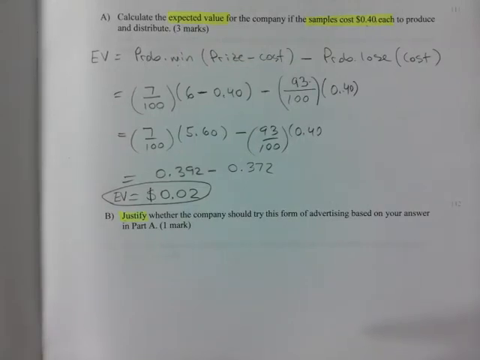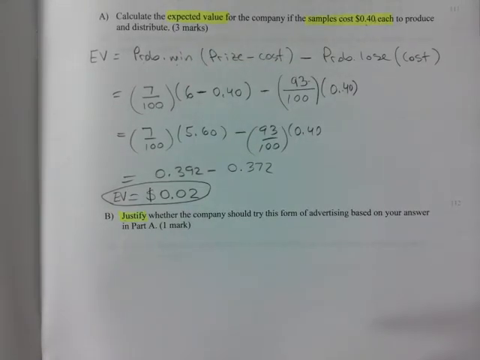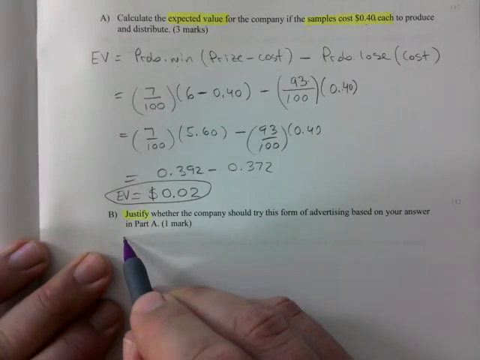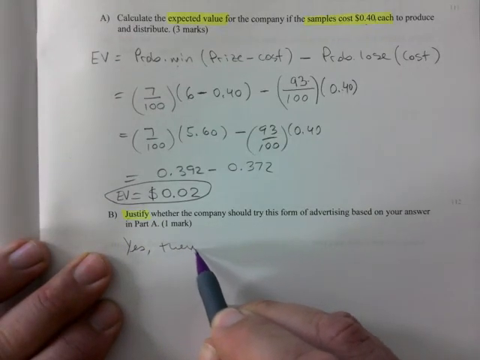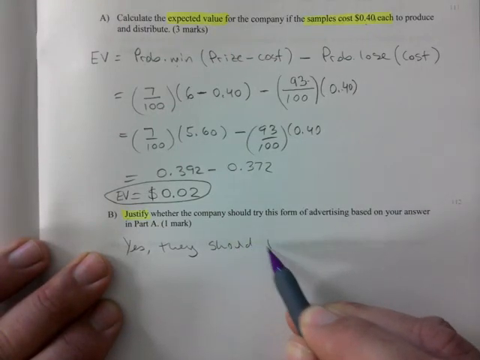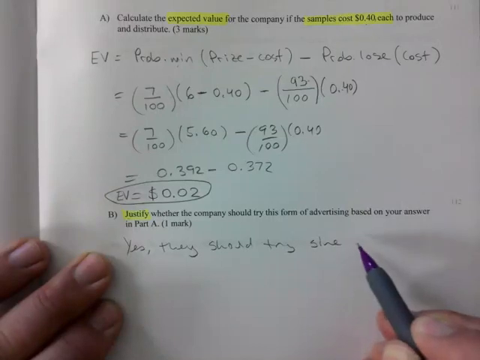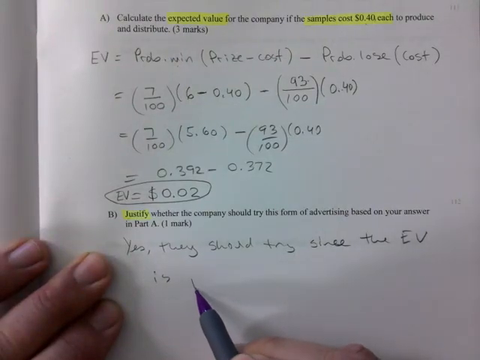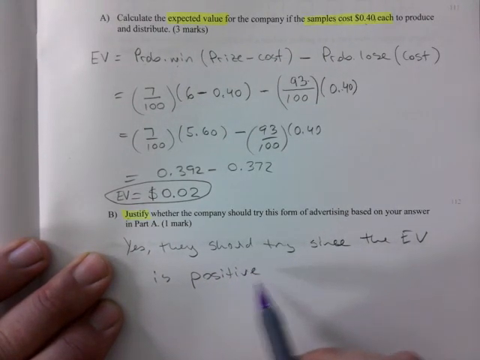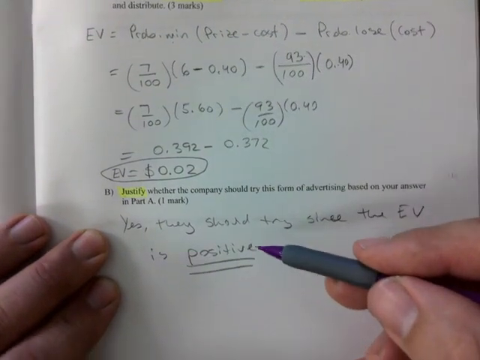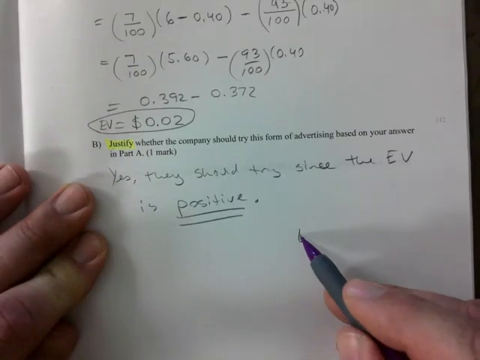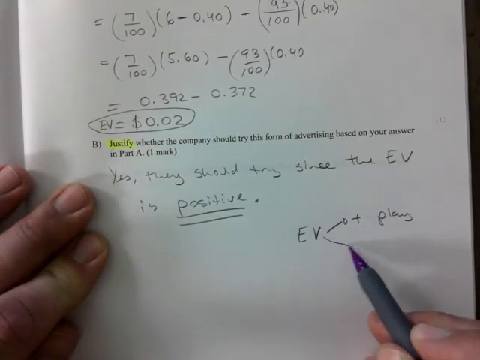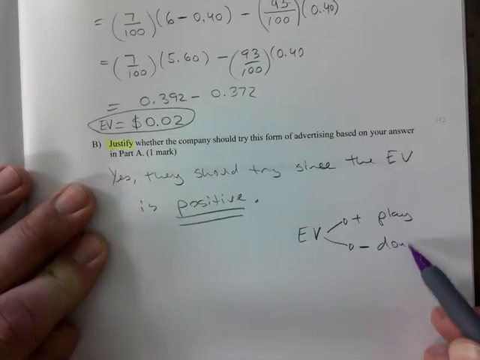whether the company should try this form of advertising based on your answer in part A. Justify. And you should say, yes, they should try, since the EV is positive. That's what the province would look at, whether you're saying positive or negative. So if expected value is positive, you should play. If expected value is negative, you don't play.